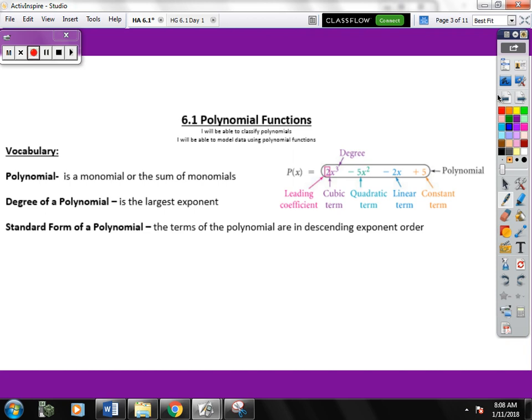which was Algebra 1. Vocabulary: polynomial is a monomial or a sum of monomials. So these are all monomials, each of these that's shown on the board. A polynomial is when you put them together. The degree of a polynomial is the largest exponent. So since the largest exponent is 3, we would call this a third degree polynomial. In standard form, as I mentioned in the bell ringer, is when the terms of the polynomial are in descending exponent order. So cubed, squared, first power, and then a constant.